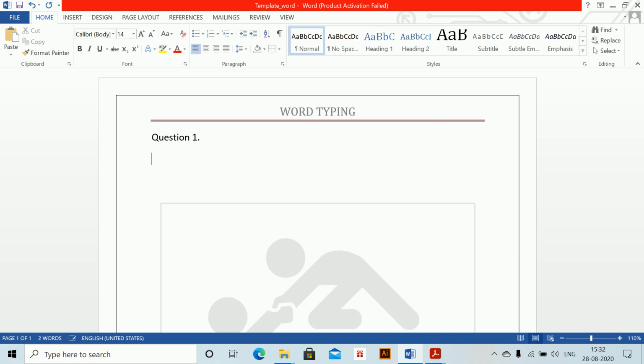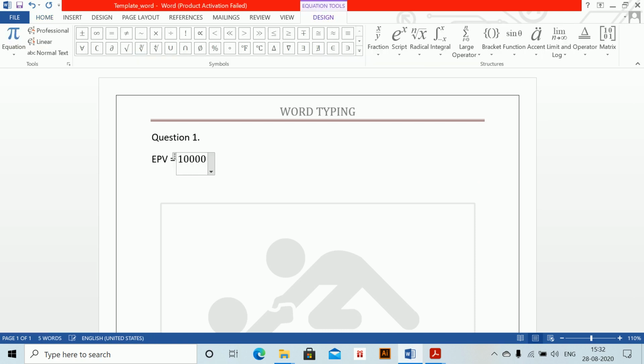Question 1. First EPV. So EPV is equal to 10,000, and now we need term assurance. So for term assurance, these are the values: you have your x to be select 50 and n is your 10. Okay, so this is done. So this is term assurance, so there is no plus.